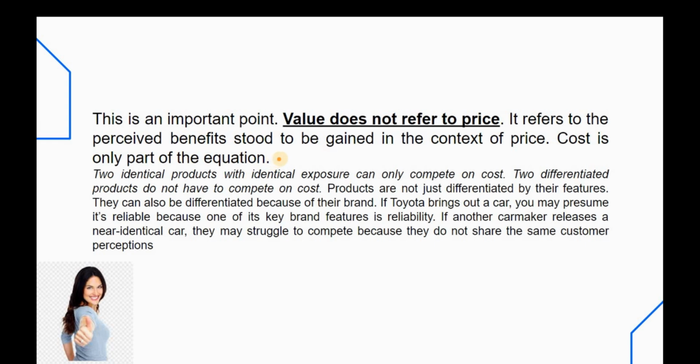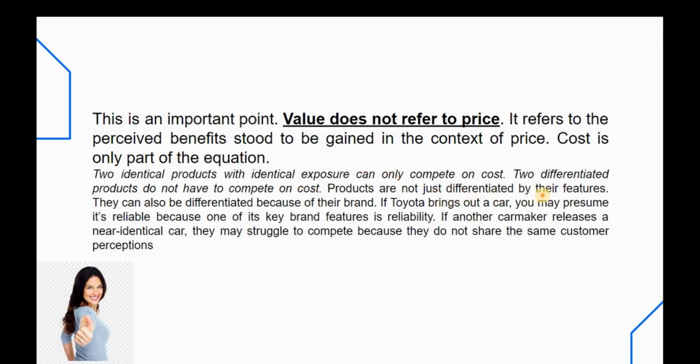So there are even cases wherein you have paid a high price but you did not get the benefit you wanted. Okay? So that already beats the argument that when the price is high, the item is more valuable. Let's say there are two identical products with identical exposure. They can only compete on cost. Two differentiated products do not have to compete on costs. Yes, that's true. When a product is different from the other, it's not going to compete on cost because people will pay it no matter what the price.